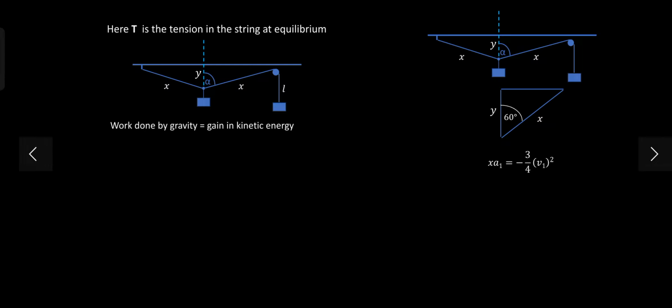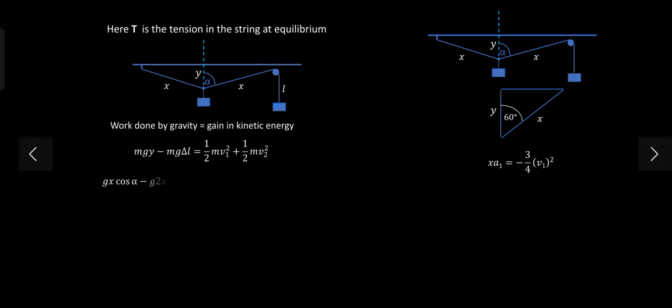Now let's use the energy conservation law. Here the work done by gravity will be the gain in kinetic energy for the blocks. So the work done by gravity on the left block will be positive because the block goes downwards, towards the earth, so the work done by gravity must be positive. And the work done by gravity on the right block must be negative because it goes in the opposite direction of gravity, or we can say outwards from the center of the earth.